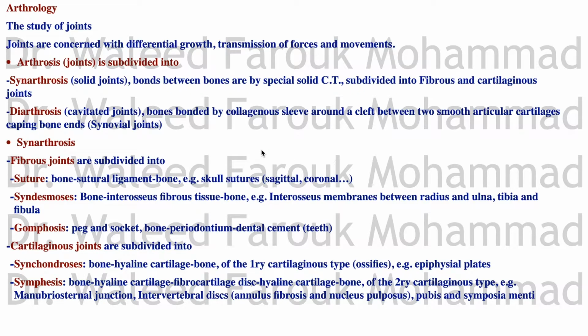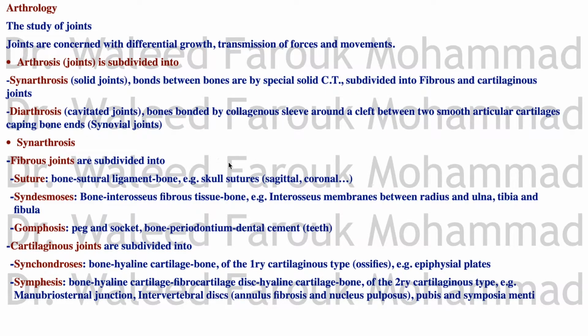Now, to discuss the synarthroses, they are subdivided into fibrous joints and cartilaginous joints. The fibrous joints themselves are subdivided into suture, syndesmosis, and gomphoses, based on the type and shape of the bounding tissue between the bones.